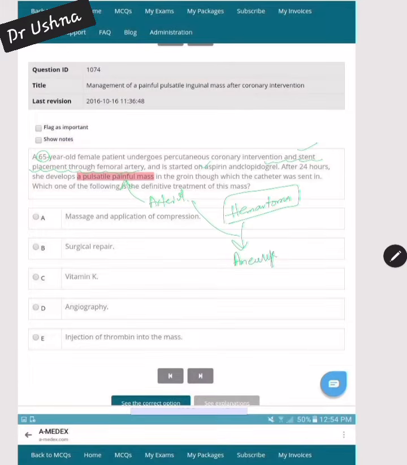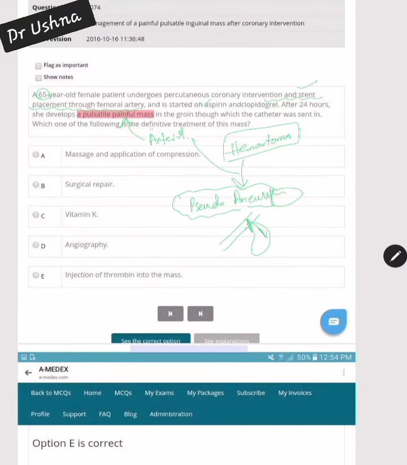An aneurysm is not truly from the wall of the vessel itself, but it's the collection of fluid that is communicating with the vessel. So it's a pseudoaneurysm, not a true aneurysm. It is not formed by all three layers of that particular vessel. So this is a pseudoaneurysm. What is the definitive treatment of this mass?